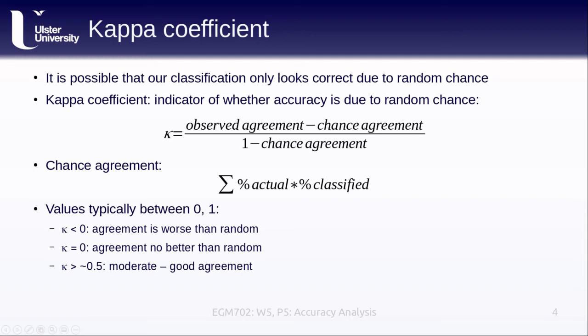Values greater than about 0.5 are considered to be moderate or good, depending on who you talk to. To put this another way, a value of 0.5 means that we've done 50% better than we would expect by random chance alone.